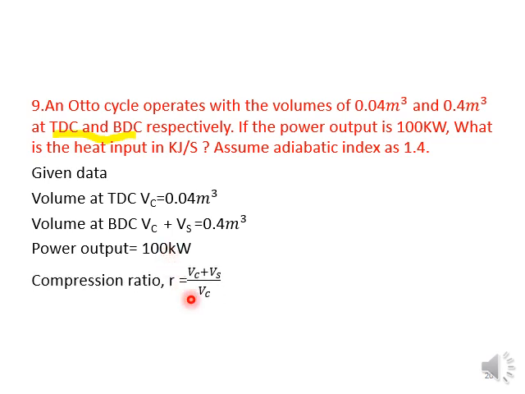Compression ratio R is equal to VC plus VS by VC, and we know that the volume available at the BDC is the total volume. So 0.4 divided by 0.04 is 10. So the compression ratio is 10. If you know the compression ratio, it is very easy to calculate the air standard efficiency of an Otto cycle. The air standard efficiency of Otto cycle formula: efficiency is equal to 1 minus 1 divided by R power gamma minus 1.